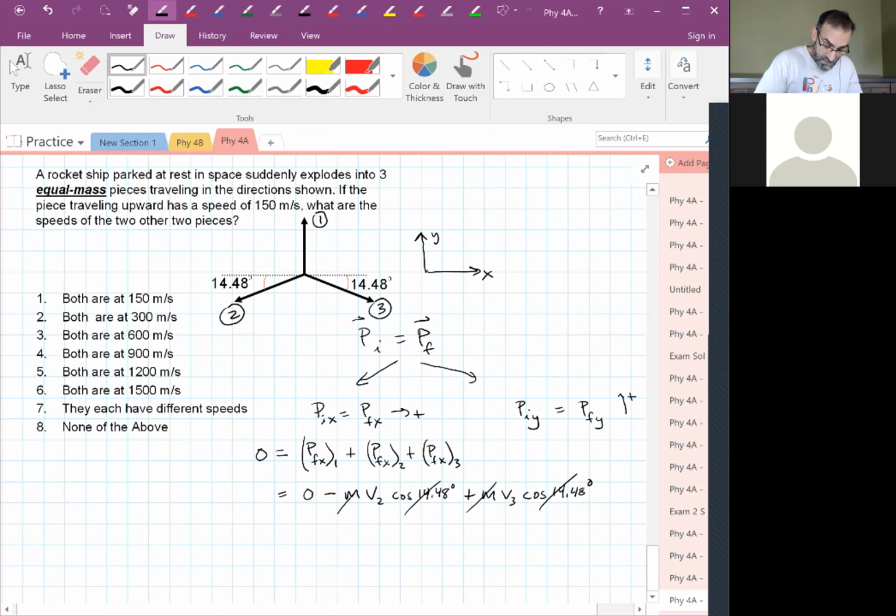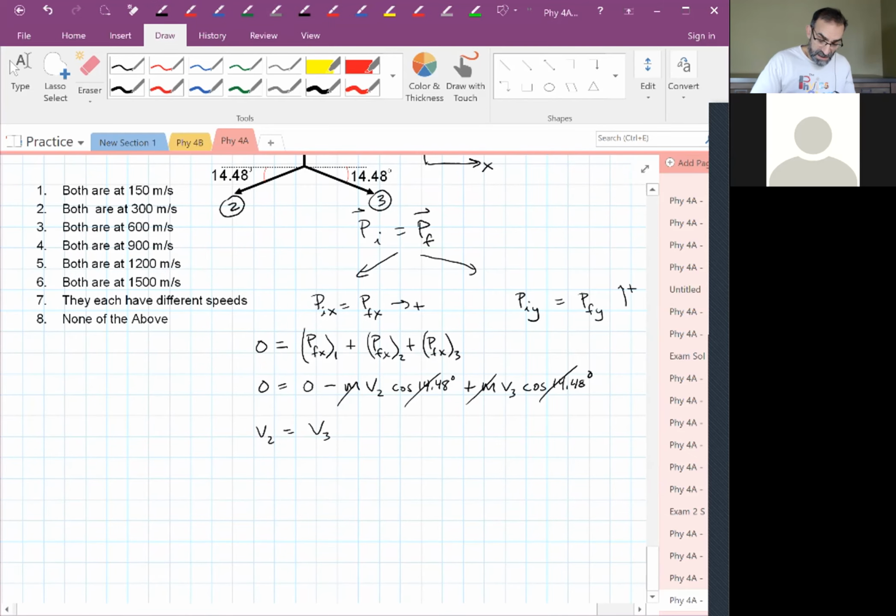So what does this tell me? It tells me that V2 and V3 are the same. It didn't give me a lot of information, but that is an important piece of information. Maybe as you get familiar with these types of problems, you'll spot stuff like that. So we know that V2 and V3 are the same, and we just need to figure out what it is.